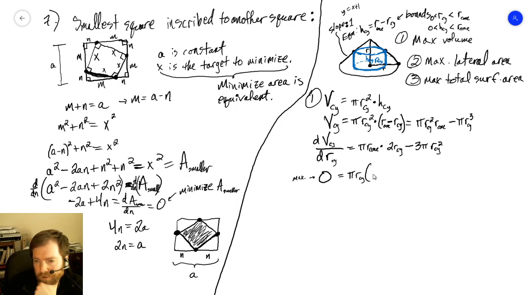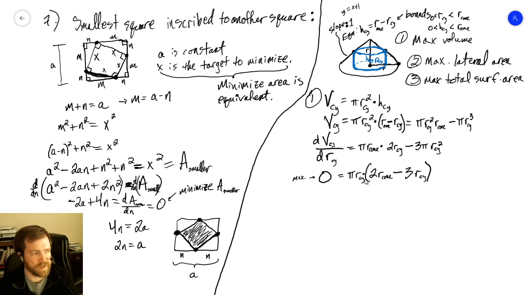Alright, so that leaves then 2 times the radius of the cone minus 3 radius of the cylinder. And then here again we got this multiplication going on. So pi r cylinder could be 0, but then the radius of the cylinder would be 0. So that's not going to help. That's essentially minimizing. Alright, so pi r cylinder equals 0, which again doesn't really help.